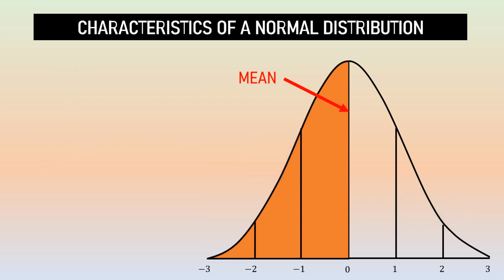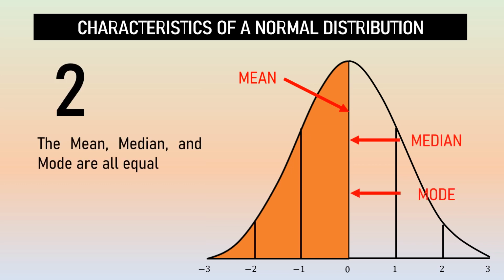The second characteristic of a normal distribution is that the mean, median, and mode are all equal. So let's say that we have a mean equal to 25, then it means that the median and mode are also 25.